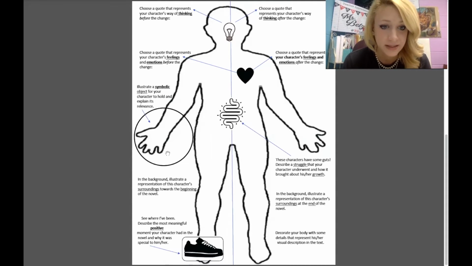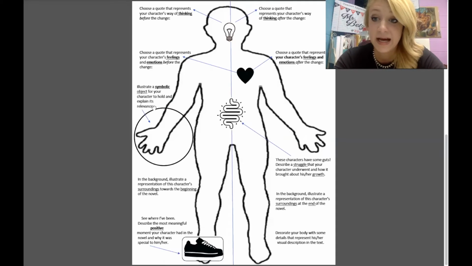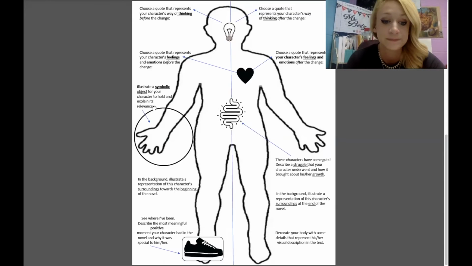All right, near the hands, here you're going to illustrate a symbolic object that your character holds, and then you're going to explain its relevance. So what is an object that is important to him or her, and why is that? And you can put that in the left or the right hand, depending on when the object is relevant to your character. If it's relevant the entire time, then you can note that, but you will do that with text next to the object.